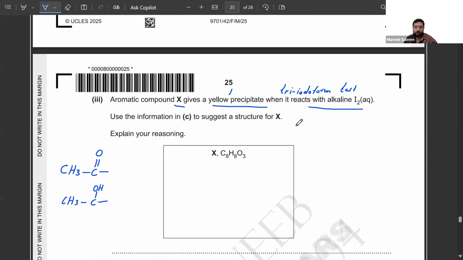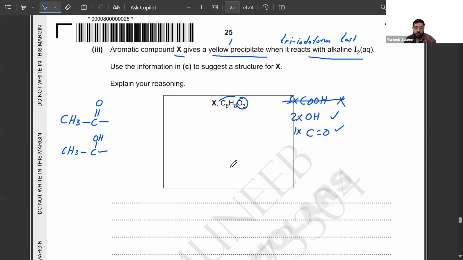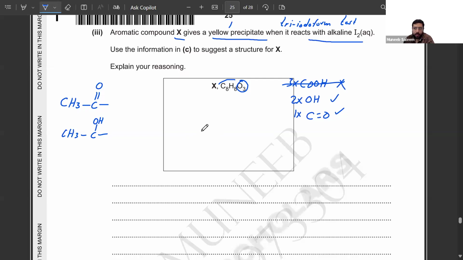Now, if we look at the molecular formula, we see that it has 3 oxygen atoms, which means we cannot say it has 3 carboxyl groups. That will be wrong, which means it could contain 2 hydroxyl groups and 1 ketone group. Only then we can get 3 oxygen atoms completed. So it would not have 3 carboxyl groups. Now, what kind of structure comes to our mind? I can show different structures like this.